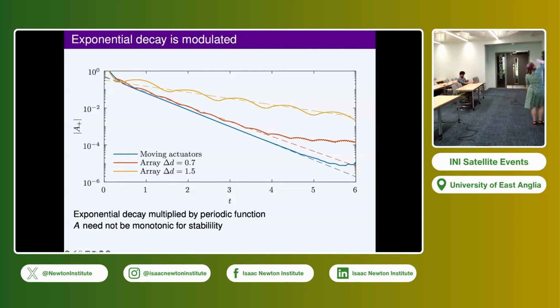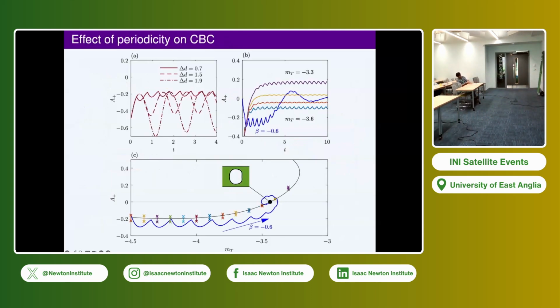Whereas if I have moving actuators, we get a periodic function times an exponentially decaying envelope, and we're looking at that on a log scale here. The yellow one, which is quantity spaced, actually the amplitude increases in time over some instances, but over every period it does decay, which is nice but complicated. And maybe don't try this at home.